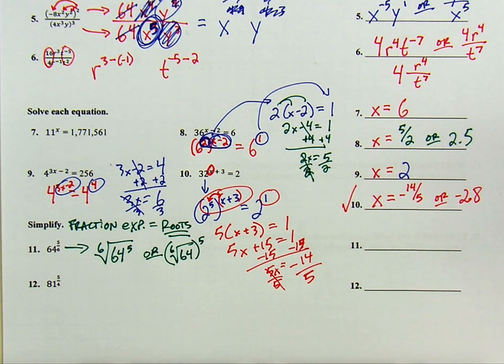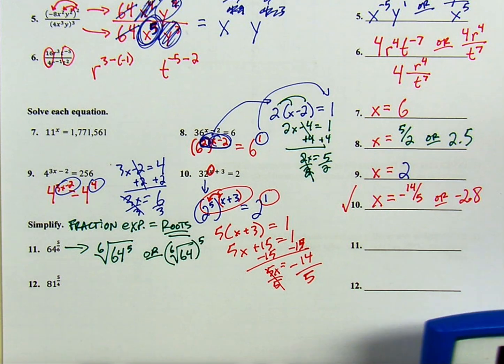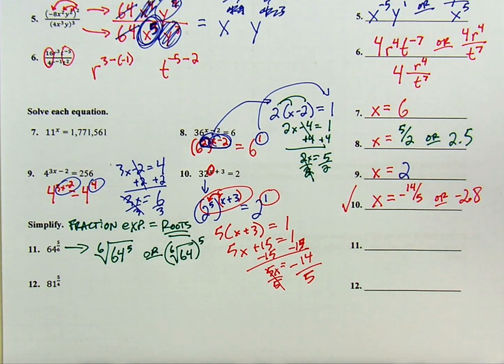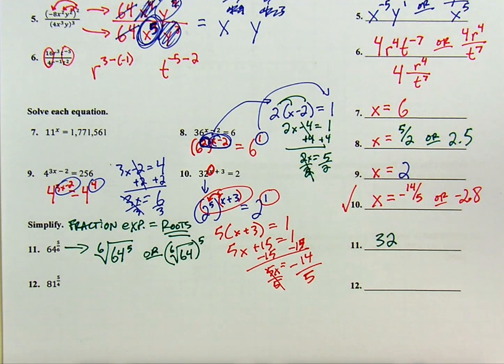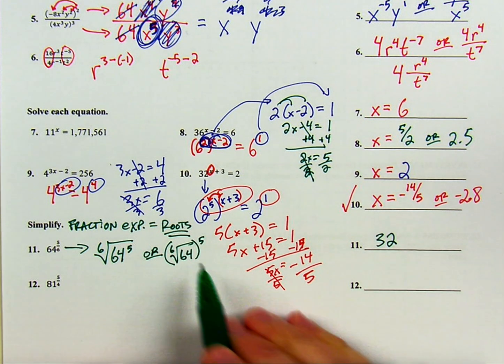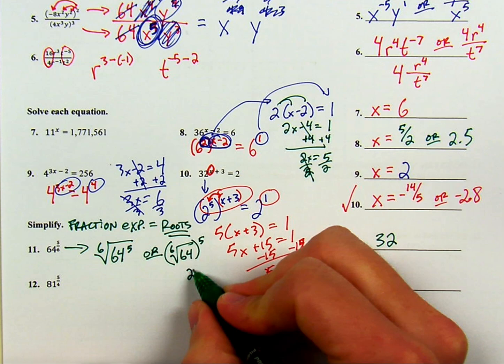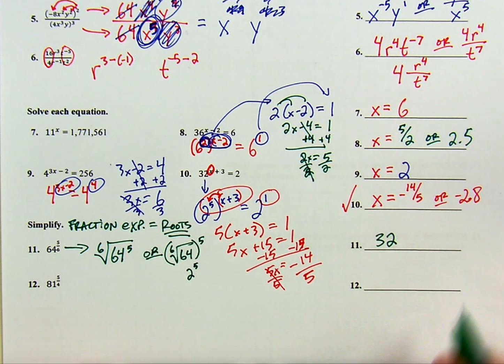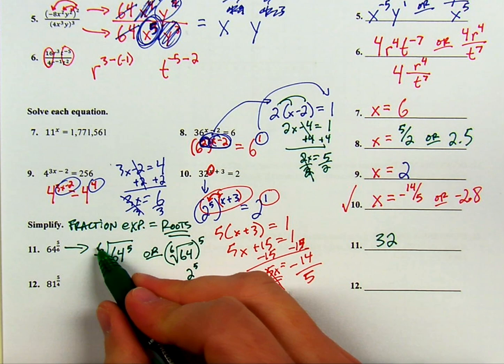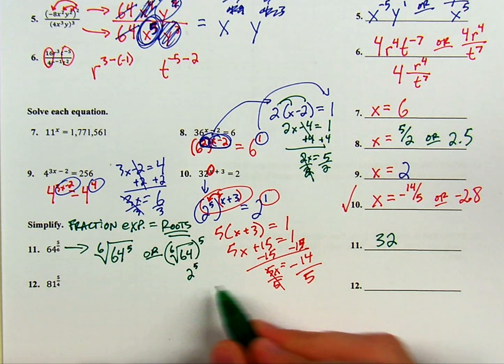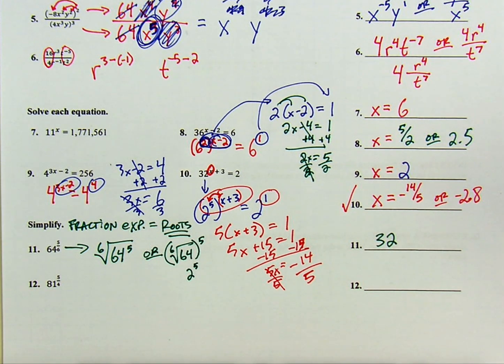Either way, that's basically calculator work for you. Your calculator will do that work for you, and what ends up happening is you get 32 out of that, because the sixth root of 64 is 2, and 2 to the fifth is 32. Or 64 to the fifth is some gigantic number, and when you sixth root that gigantic number, you get 2. So you'll get it either way.